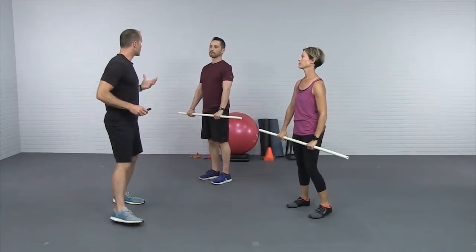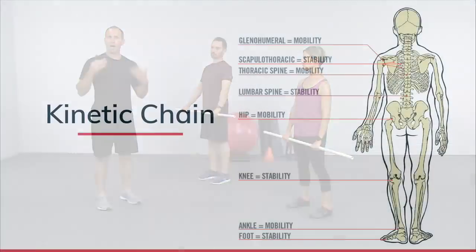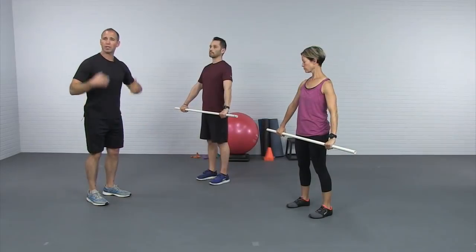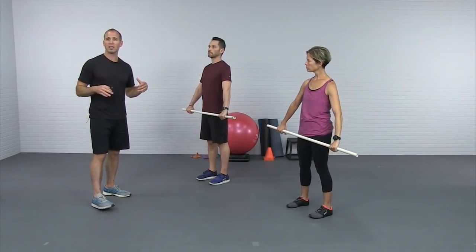All right, and what we're going to do initially, in terms of the kinetic chain, we get alternating patterns throughout the body of areas of stability and areas of mobility. What does that mean? Stable means that we can control and hold them in position. Mobility means that we're free to move throughout the range of motion. So we're going to start from the top down today. Normally we like to build up, but because I've handed them PVC, makes sense.